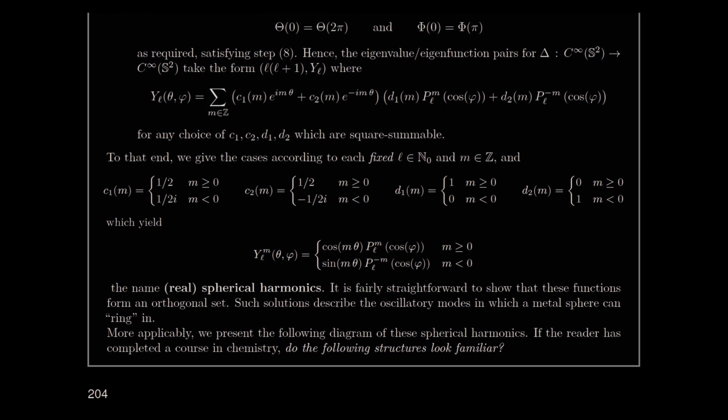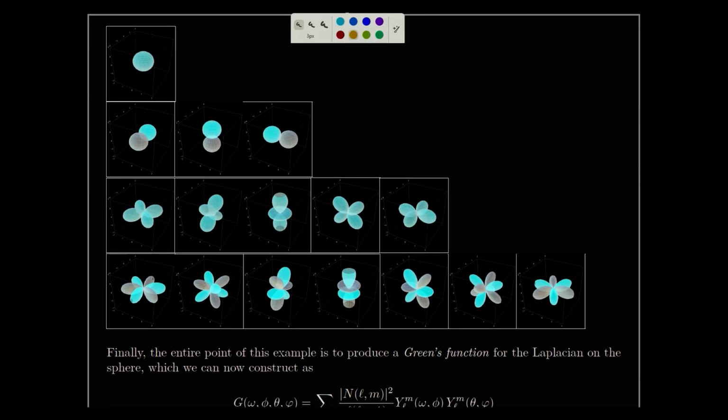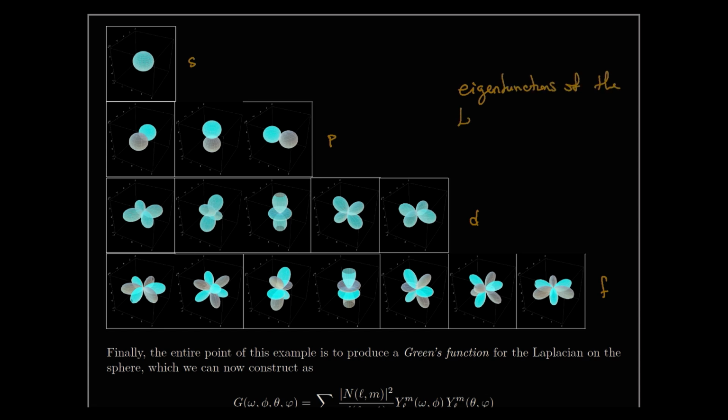Well, what I should say before I show you the pictures is, if you've taken a course in chemistry, do the following structures look familiar? So here they are if I plot them, and I'm just going to throw some letters here to help you out if you've taken chemistry. Maybe those letters will jog your memory on what I'm referring to. And so it turns out that purely looking at the eigenfunctions, right? These are the eigenfunctions of the Laplacian on the sphere. Well, and these aren't all of them.